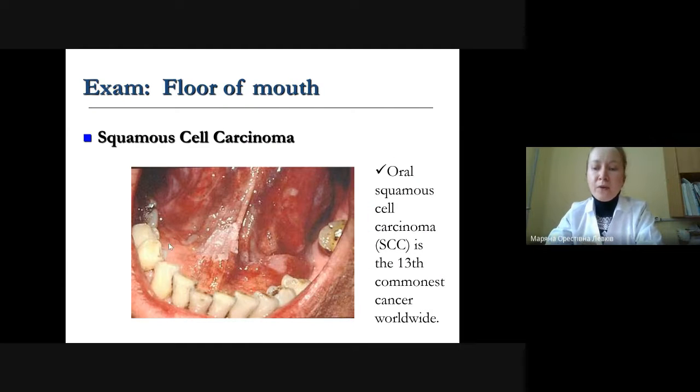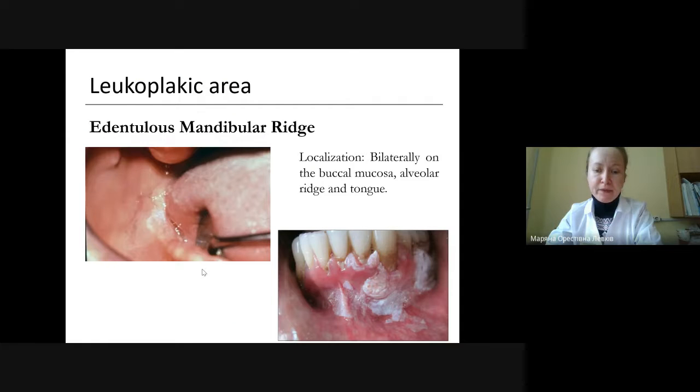Squamous cell carcinoma on the floor of the mouth. It is the 13th commonest cancer worldwide and the most aggressive one that gives metastasis and eventually can lead to death. Leukoplakia can be observed as well in the retromolar area or on the alveolar ridge.